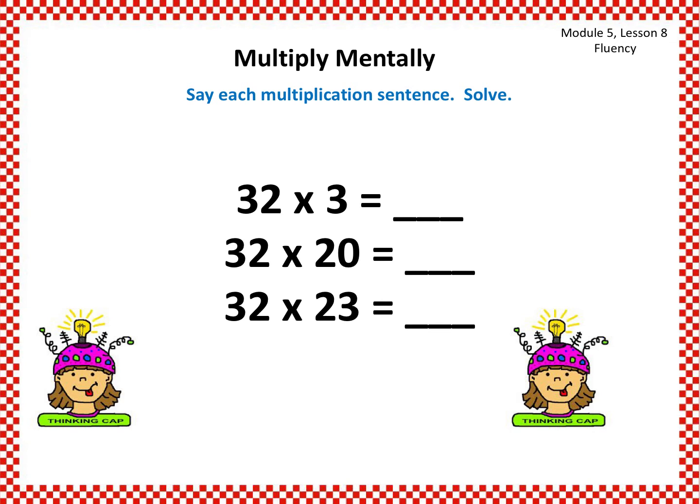This is Fluency, Module 5, Lesson 8. And we're going to start off with some mental multiplication. We've done this before, but we haven't done it for a little bit. So just as a reminder, let's look at it. The first question we have is 32 times 3.